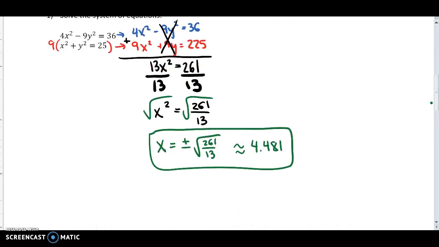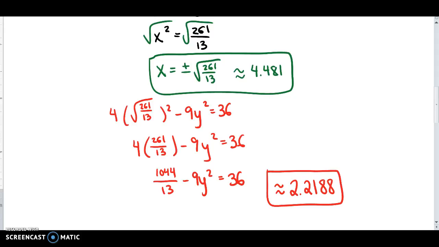Okay, now we are going to plug it back in to find our y values. I'll pause the video and have you do that on your own, and I'll come back with the answer. Okay, I plugged in positive square root of 261 over 13, and you'll get approximately 2.2188. I did round there, but I kept the fraction all the way through as its full decimal places, so I rounded the least amount.